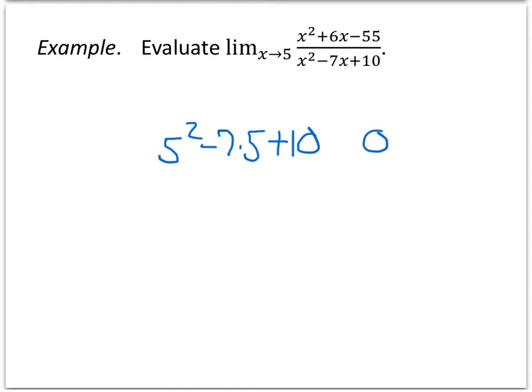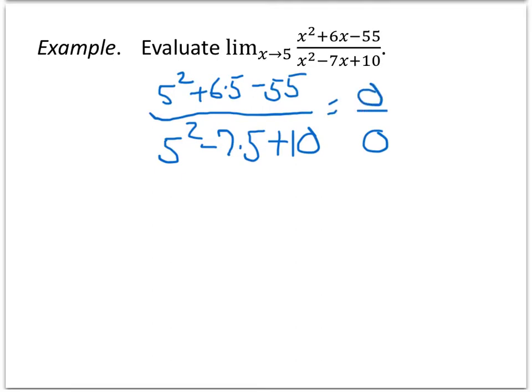Aww. Okay, well, let's look at the numerator. The numerator, we're going to get 5 squared, 25 again, plus 6 times 5, which is 30. So 25 plus 30 is 55, but then we subtract 55. We get a 0 over 0 indeterminate form again. So there may be some hope that these two will factor.